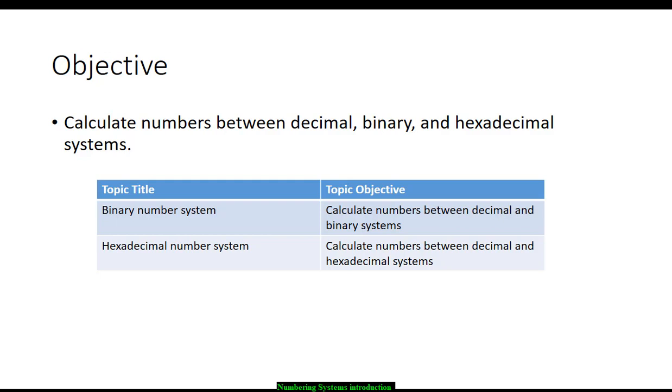This topic is to show you how to calculate numbers between decimal, binary and hexadecimal. And these are important because your binary number system helps you to understand what a computer sees as ones and zeros, and we as humans see it in a decimal format, right? And then you have your hexadecimal numbering system, which also calculates between decimal and hexadecimal systems.